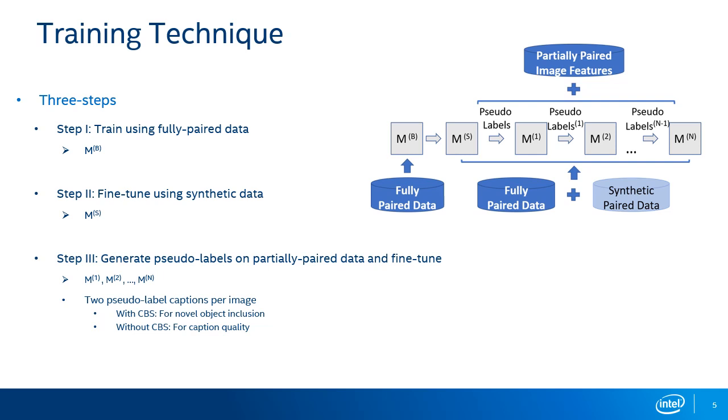Our training process involves three steps. In first step, we train with fully paired data and generate a model. In second step, we include synthetic data and fine-tune the model. In third step, we generate pseudo-labels on partially paired data and further fine-tune the model. Here we generate two pseudo-labels per image, one that prioritizes novel object inclusion and the other that prioritizes caption quality.